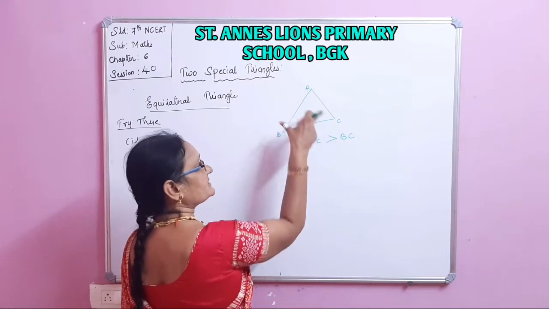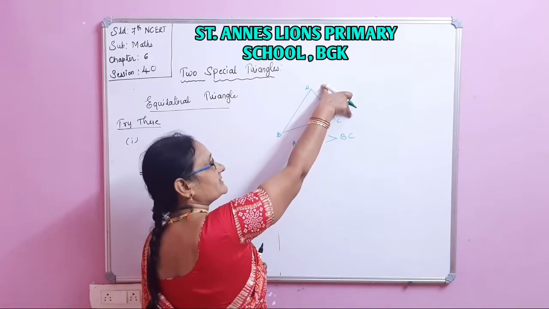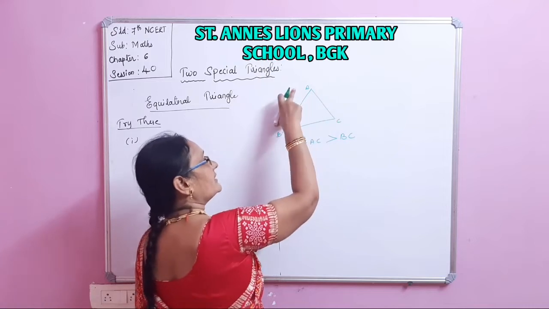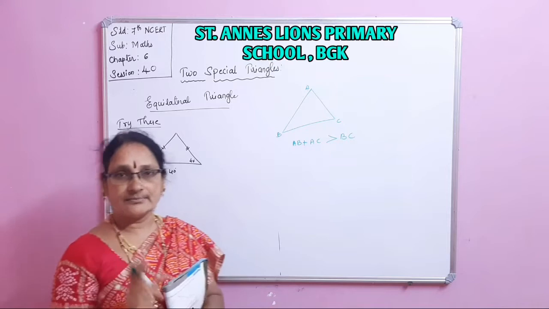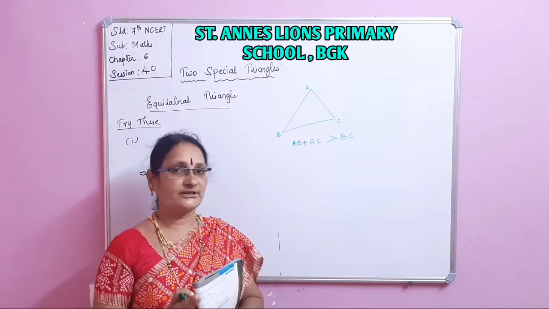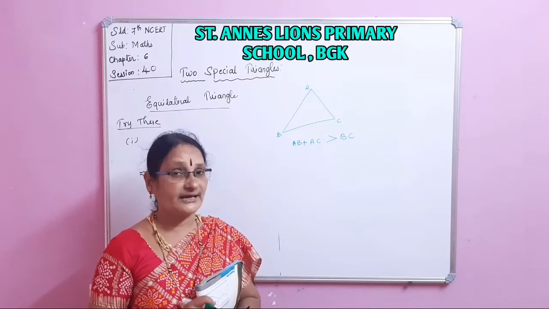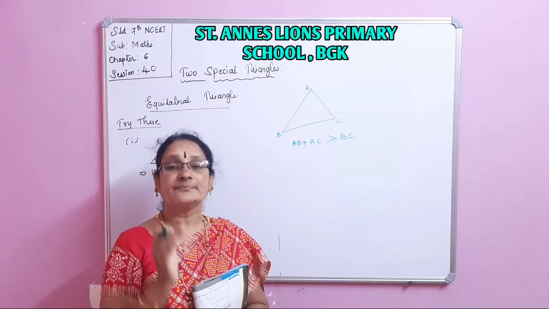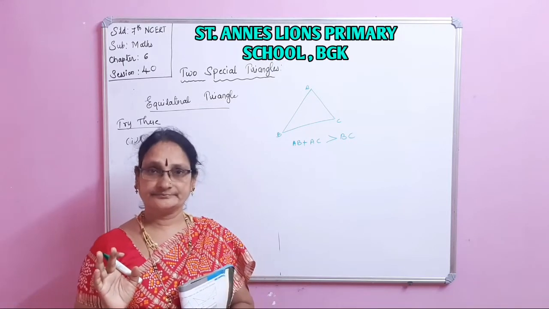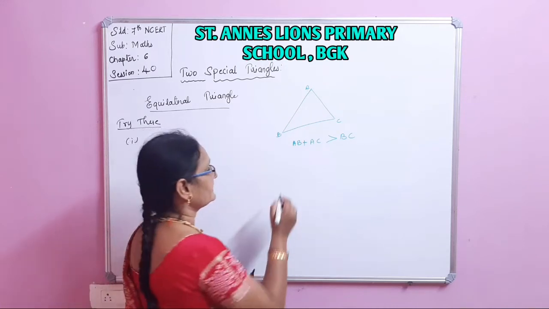Suppose AB plus BC must be greater than AC. AC plus AB is greater than BC. Always the sum of the two sides of the triangle must be greater than the third side. Then only we can construct the triangle. Okay. Some examples we will take. See here.